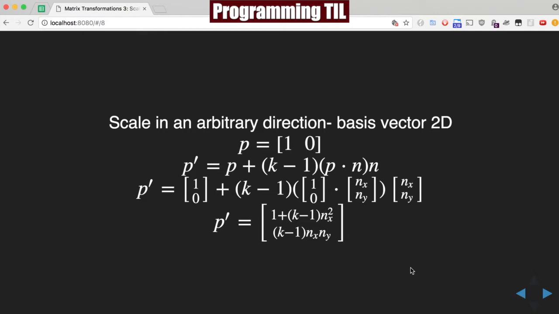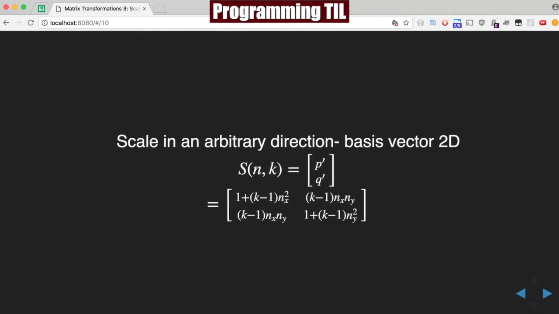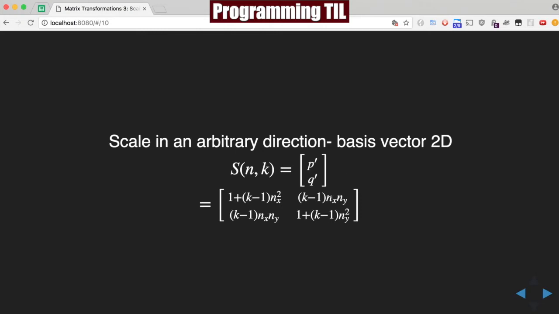And it's pretty simple to see. You can do each step and show your work. Obviously, I skipped a few steps, but trust me, this is what it ultimately is. We can do the same thing for the q basis vector in 2D. And that'll allow us to create our ultimate arbitrary scale matrix here with the p prime values across the top and the q prime values along the bottom.